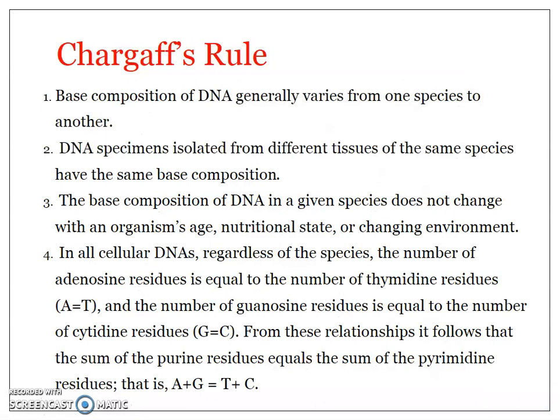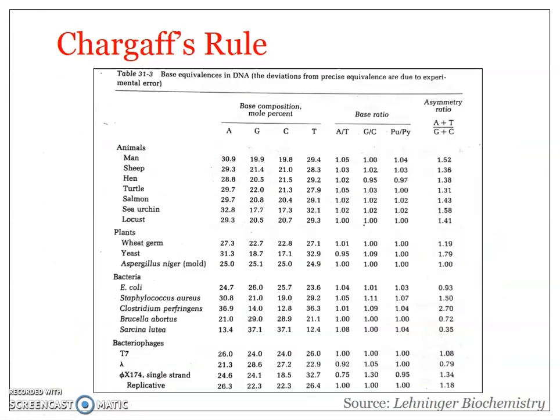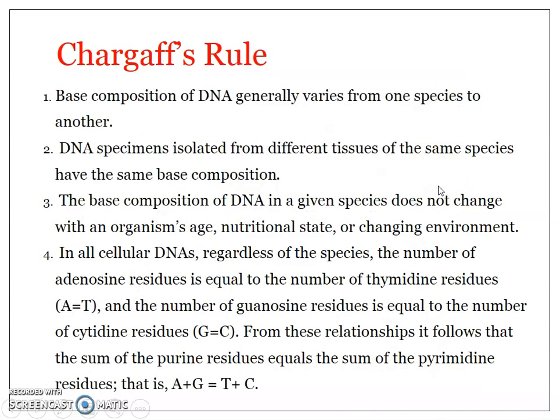So Chargaff's rule states that the base composition of DNA generally varies from one species to another. You can see over here in humans it is 1.52, while in sheep it is 1.36. But it is all around 1. But it is specific to one species. It varies from one species to another.